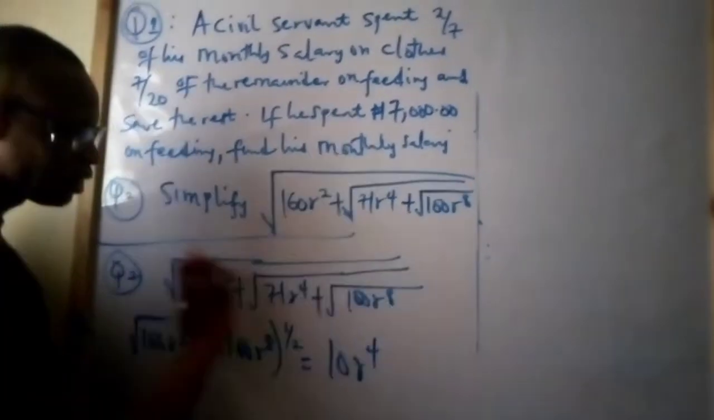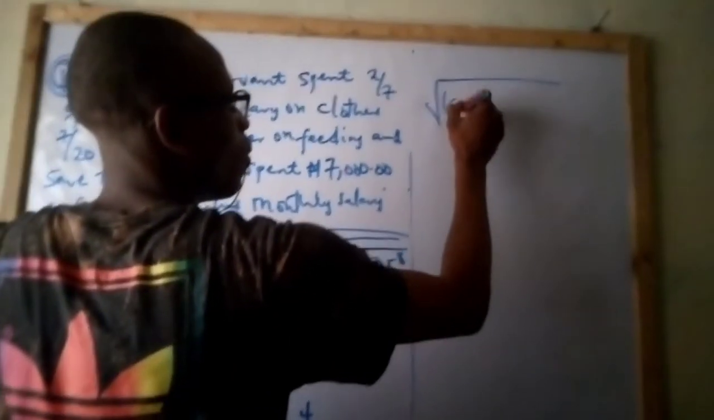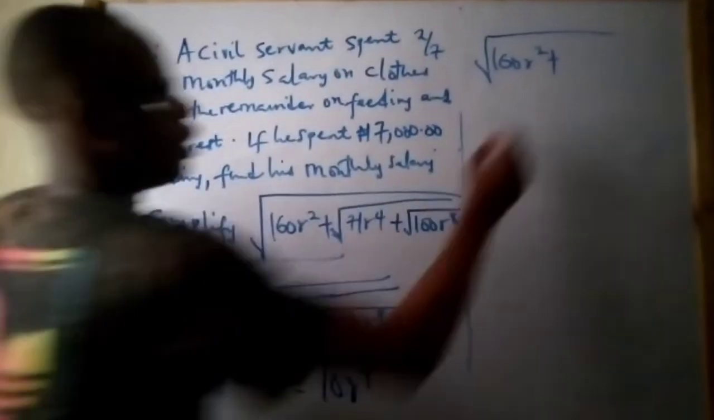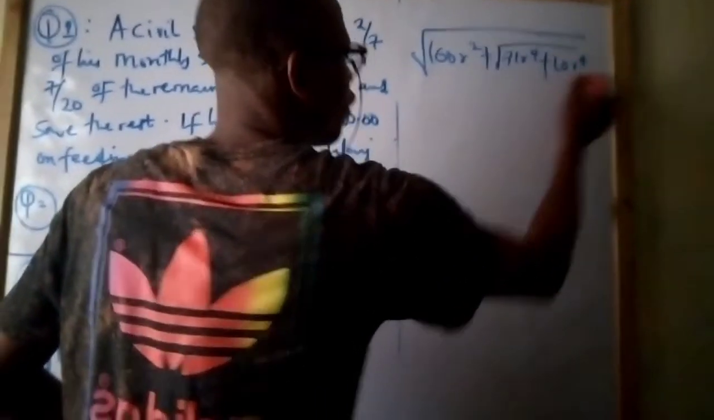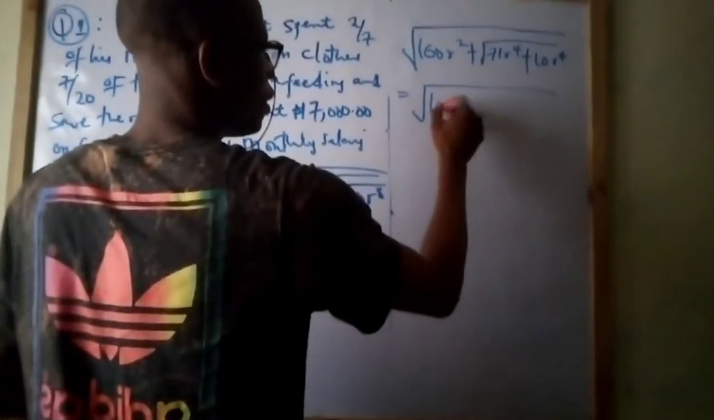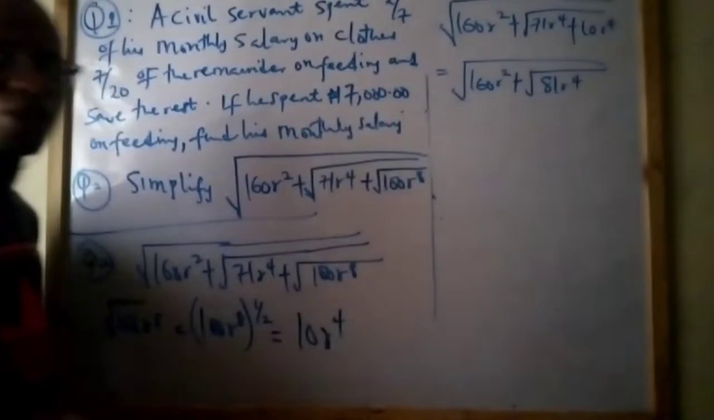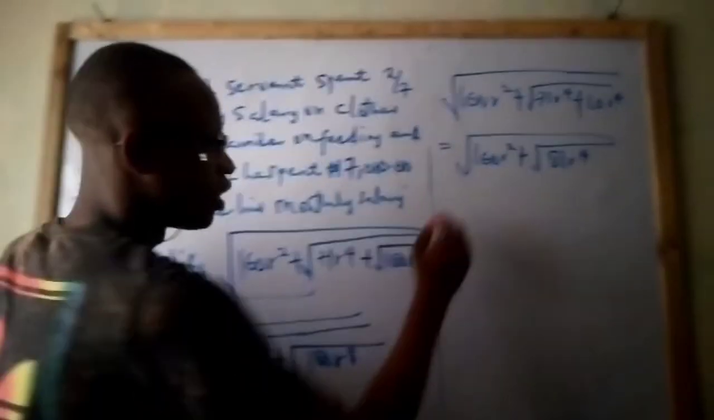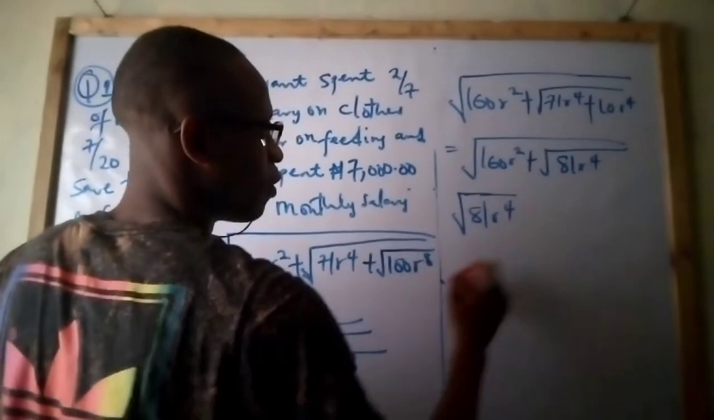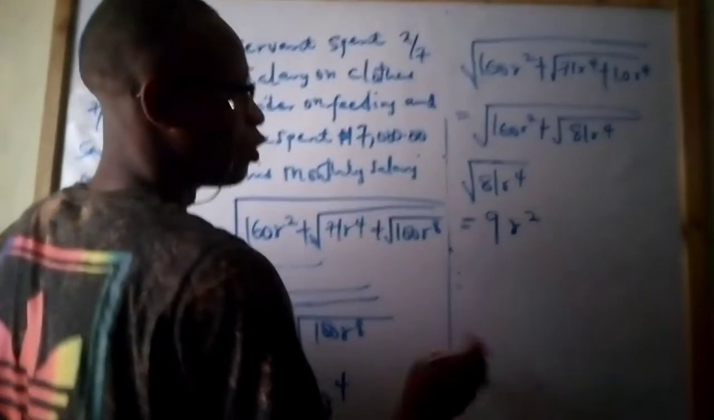So that means this particular one can be reduced, since we have solved it, to the square root of 160 r raised to power 2 plus the square root of 81 r raised to power 4 plus 10 r raised to power 4 reduced to 2. We take it again from the back. The square root of 81 r raised to power 4: the square root of 81 is simply 9, and the square root of r raised to power 4 is simply r raised to power 2. So we introduce it again back here.